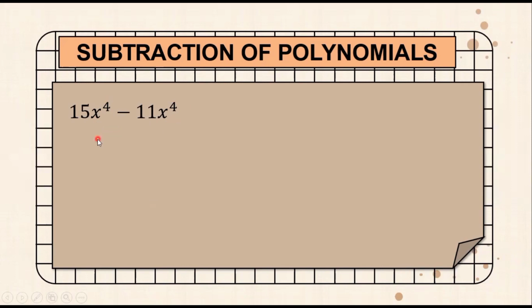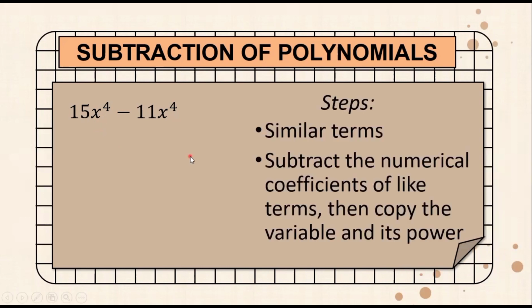And in subtracting similar terms, we just need to subtract the numerical coefficients of the two expressions that you're going to subtract, and then you bring down or copy the variable indicated in the given and its power. So 15 minus 11, that will give you 4, and then you just need to bring down x raised to 4. So the difference would be 4x raised to 4.